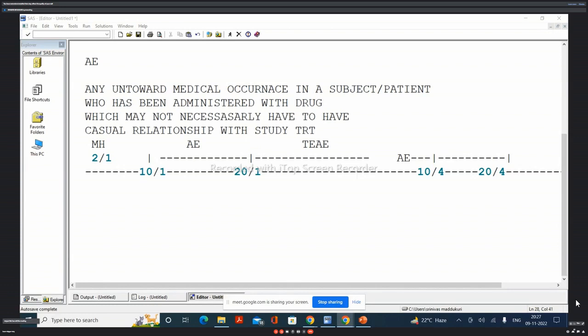Now, what is the SAS algorithmic code that you can write? Can you tell me, in the SAS language, how we can say whether an adverse event is a treatment emergent adverse event or not?